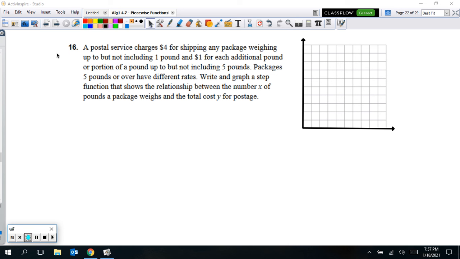So write and graph a step function that shows the relationship between the number x of pounds a package weighs, and the total cost y for the postage. Okay, so whenever doing a word problem, if you just read it and you're like, I have no clue, then the best thing to do is read it again, read it slowly, try to understand each sentence and what each piece is talking about.